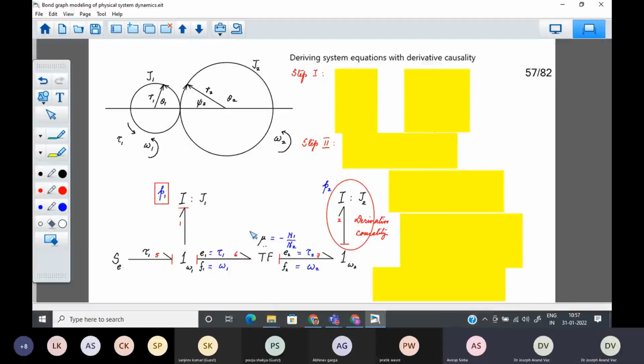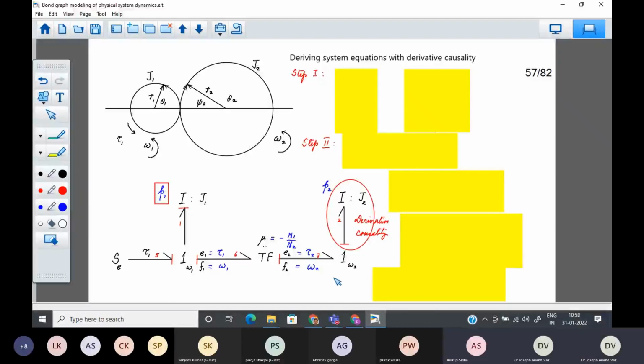So we have taken this very system which we had taken as an example for modeling derivative causality. So we have this spur-gear system. You are already familiar with it. When you causalate in this manner, this I element goes in integral causality and this I element goes in derivative causality. So if you do the causal strokes for this bond graph, this is the pattern of causality that you obtain. How do you derive equations for this system?